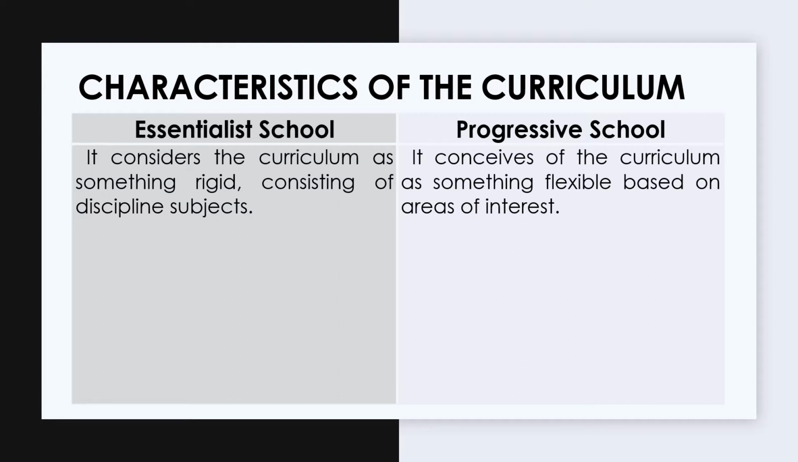Livelihood Education. Okay. For the progressive school, there's a great difference because curriculum is considered to be something flexible based on areas of interest. So the idea of progressivism is talking about curriculum as something flexible. A curriculum is actually created or formulated based on areas of interest. For example, you are under the BSED 2A science majors, or general science majors. So you are in this class because your area of interest is science.